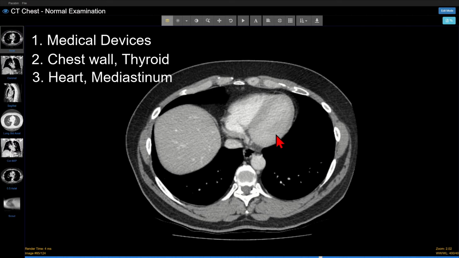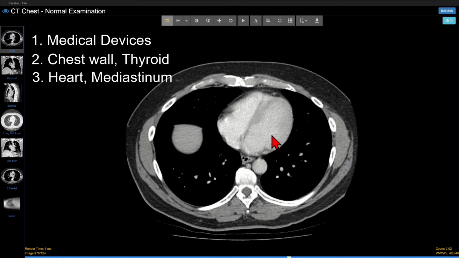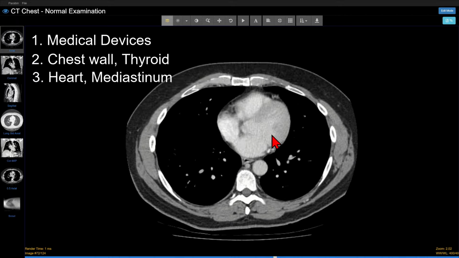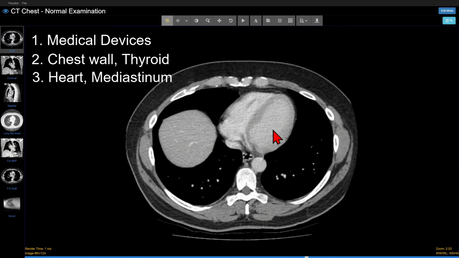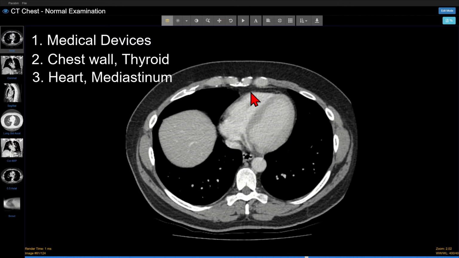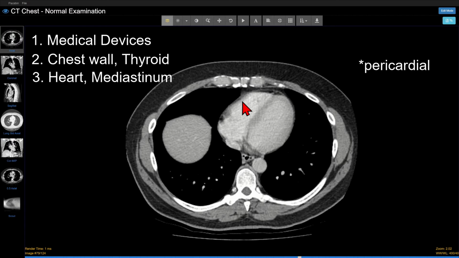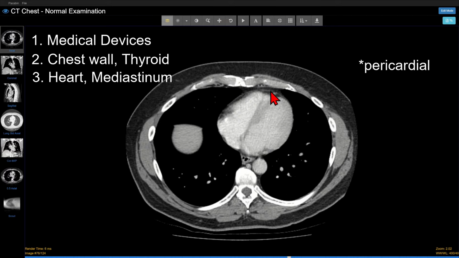mediastinum. So generally, when I'm looking at the heart itself, I'm looking for specific chamber enlargement or other pathology like clot or tumor. I'm looking in the pericardial space here, posterior to the fibrous pericardium, for any evidence of pleural effusions, pleural thickening, pleural calcification.